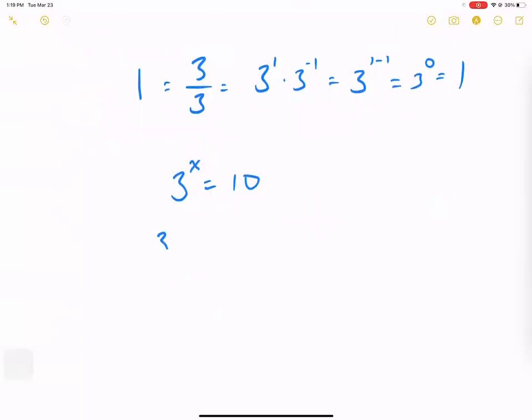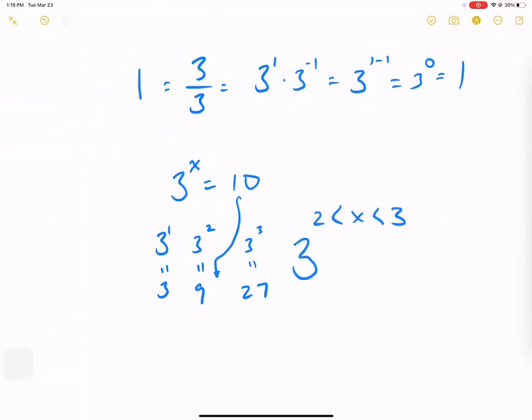If I say 3 to the 1 power, that's 3. 3 squared, that would be 9. 3 cubed, 3 times 3 is 9, 9 times 3 is 27. So isn't 10 someplace between? X is between 2 and 3, right? That's my exponent. X is someplace stuck between 2 and 3, and that would give you 10.